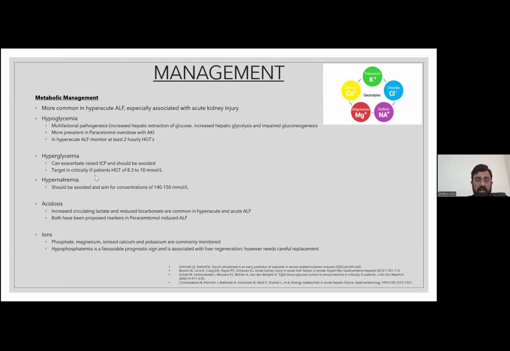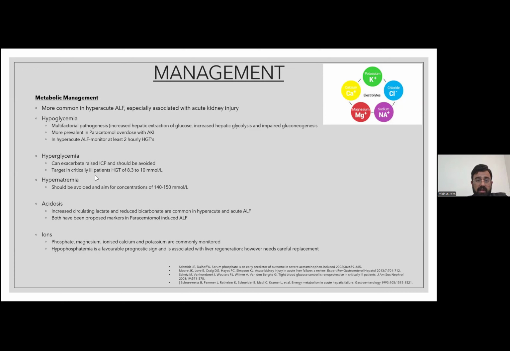Phosphate, magnesium, ionized calcium, and potassium are commonly monitored and need to be commonly monitored because it can allude to how the liver is doing. So hypophosphatemia is actually a favorable prognostic sign because it basically tells us that there's liver regeneration taking place. So careful replacement of this phosphate is vitally important in these particular patients.